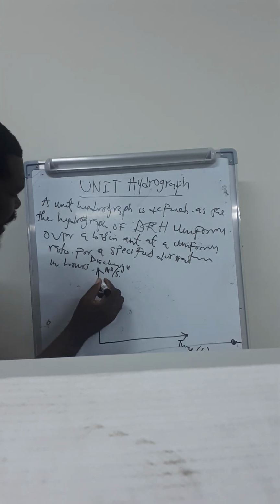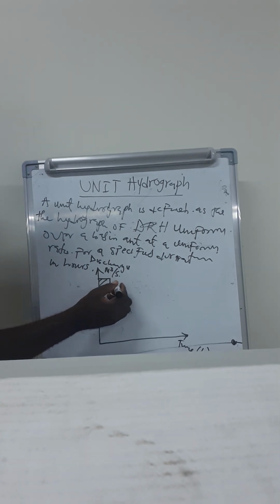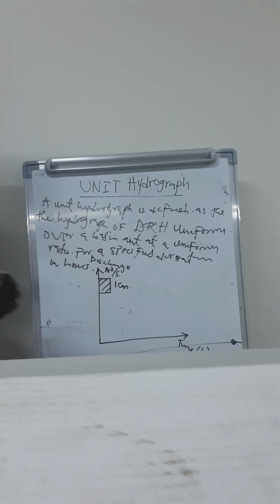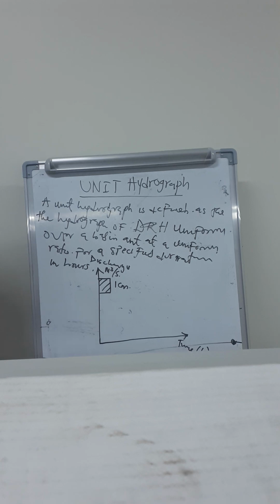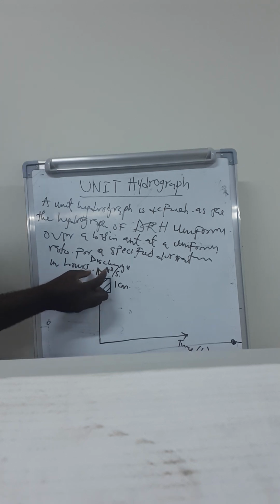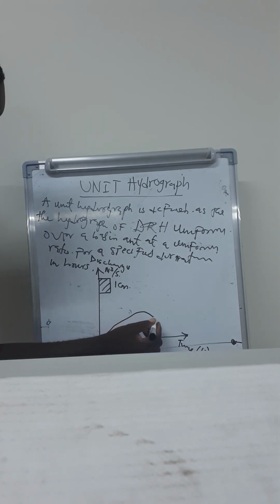So for a unit hydrograph, the rainfall depth is 1 centimeter. It's a unit. That is why it's called a unit hydrograph. It can be 1 millimeter, it can be 1 micrometer, but it must be a unit value. So a graph of discharge in meter cube per seconds against the time in hours is plotted. Once it's plotted to scale, we'll get this.